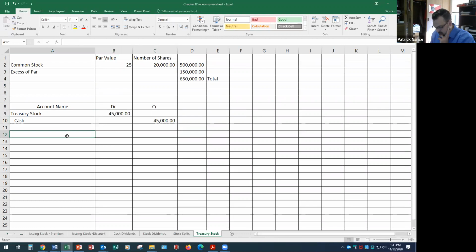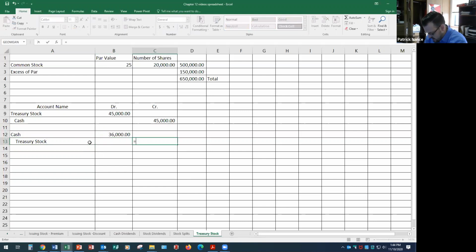Okay. Then it says they sold 600 shares of this stock for $60 each. So cash, should be pretty easy to figure out. I'm selling 600 shares at $60 each. So $36,000 is what I'm going to receive for it. But as always, my treasury stock, just like my common stock and any other stock, should only be recorded at the value that it was bought for.